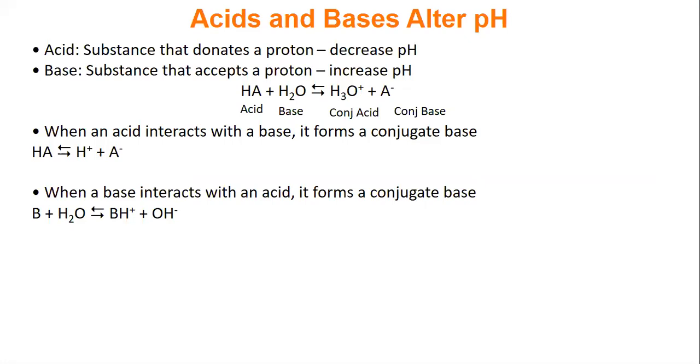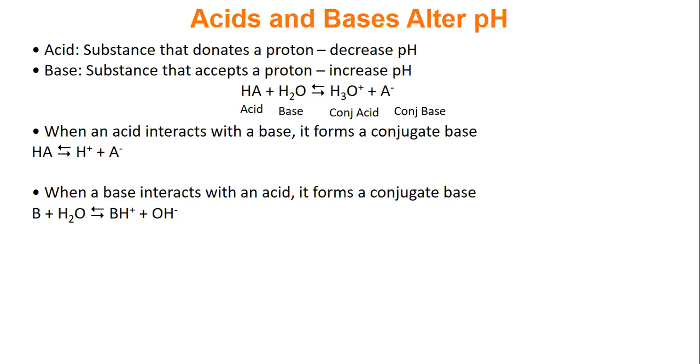Okay, so your proteins are made of acids, amino acids. Your DNA is made of acids. Those nucleotides, the phosphates connected to them are acids. And so we need to know how acids and bases work to understand how life works. So your general descriptions: an acid is something that donates a proton. You decrease pH. The more acidic you are, the lower the pH. A base will accept a proton.